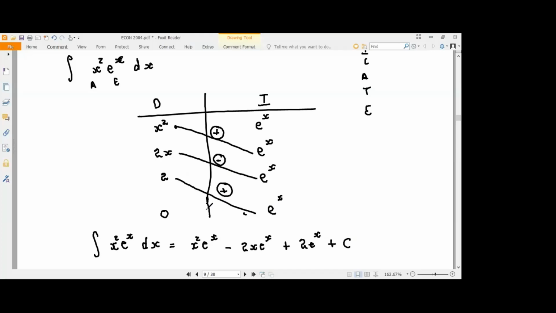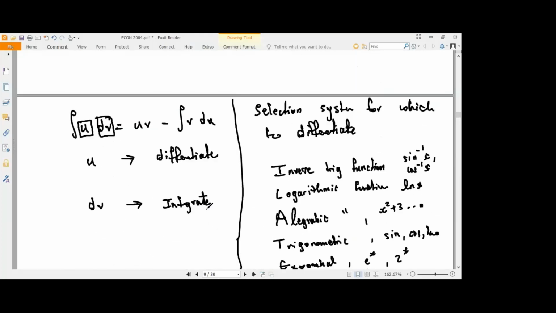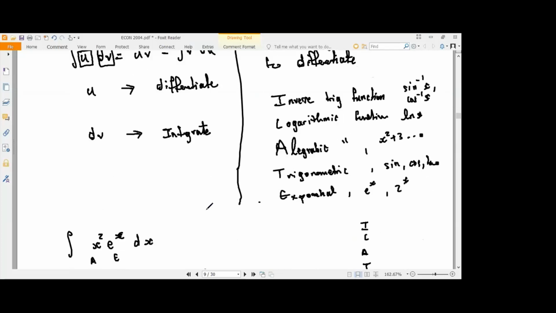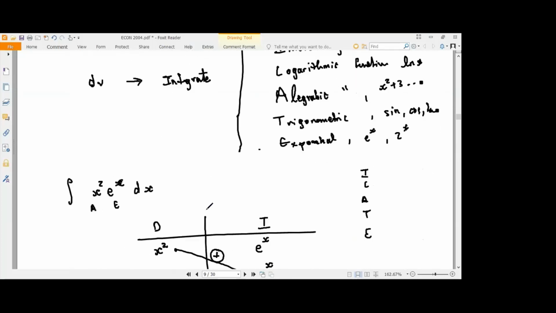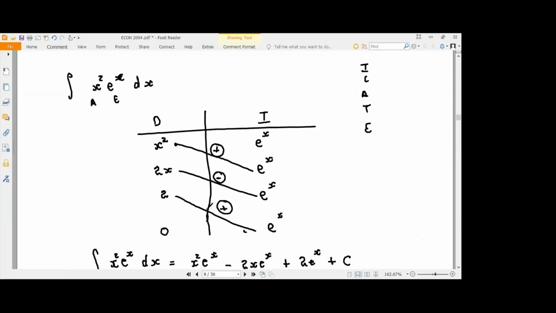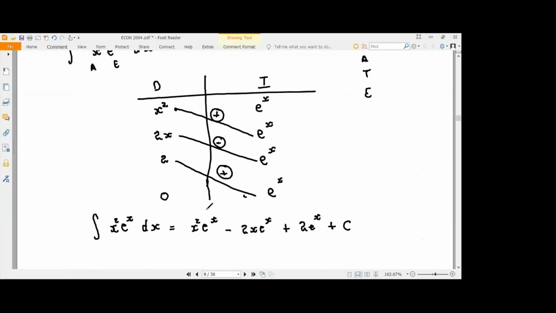So again, once you know the tabular method, and once you can identify which one to differentiate, which one to integrate, then you're basically on your way to answering the question. And every integration by parts question just requires you to be able to pick up which one to differentiate, which one to integrate, and you're good. You're very much on your way.